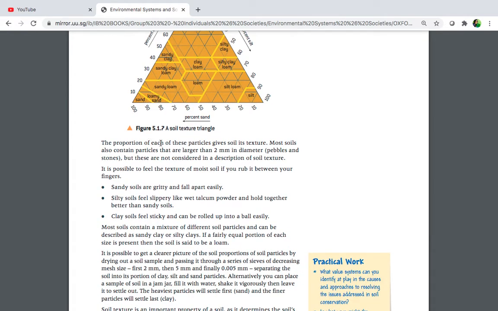And also the portion of each of these particles gives soil its texture. It's very important to know that when you get soil or you rub soil, sandy soils have different characteristics. For example, sandy soils are gritty and fall apart easily. Silty soils feel slippery, like wet talcum powder, and hold together better than sandy soils. Clay soils feel sticky and can be rolled up into a ball easily. So those three are very different. You have pictures in the platform to identify them.